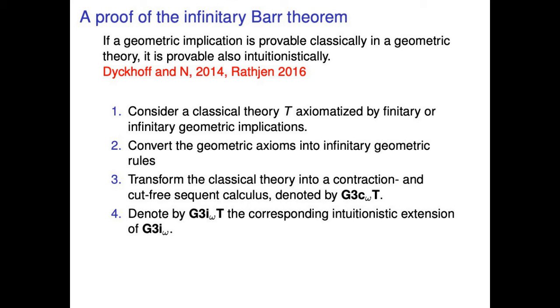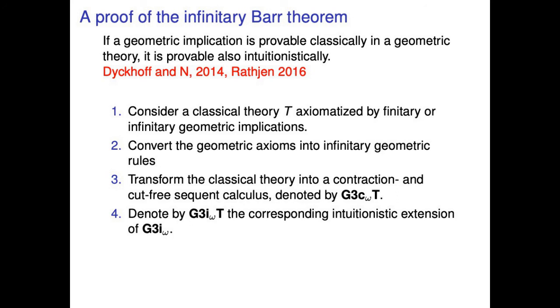So then, how does one prove the infinitary Barr theorem? The theorem says that if a geometric implication is provable classically in a geometric theory, it is provable also intuitionistically. And so the simple way to do that is to consider the classical theory, which is axiomatized by our finitary or infinitary geometric implications. We convert them into rules, as I have shown you. And so we transform the classical theory into a cut-free sequent calculus, which is equivalent to it, by the equivalence between derivability in the two systems.